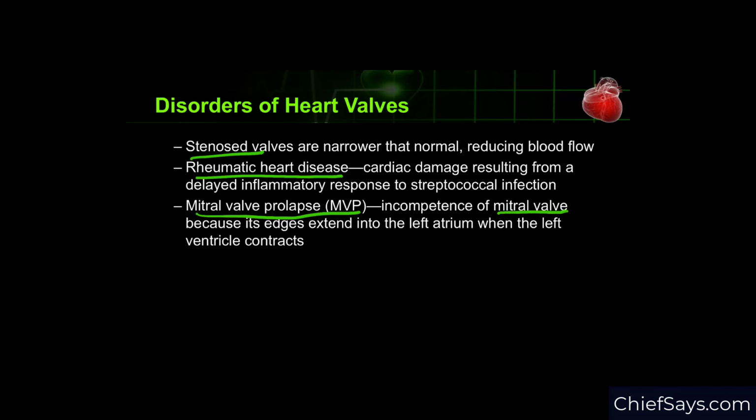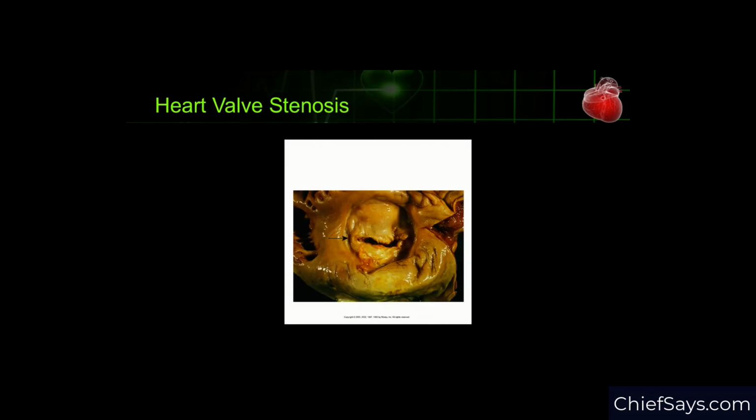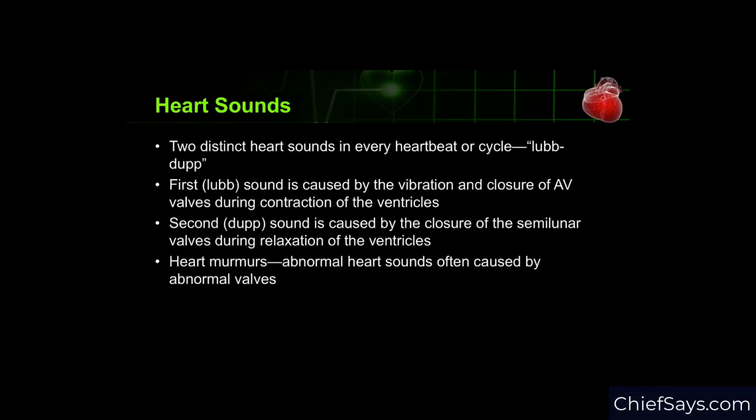It's most common in the mitral valve because its edges extend into the left atrium when the left ventricle contracts. So it kind of makes it prime if the pressure goes up too much, maybe in trauma because of explosive pressure on the chest, can cause that. Here's a picture of a stenosed heart valve. You can see that it's pretty narrow and probably, obviously not in this person anymore, but probably didn't move freely to allow blood to flow through it.